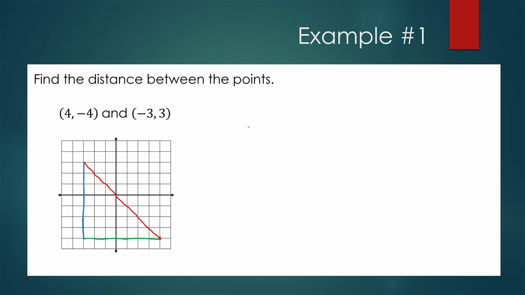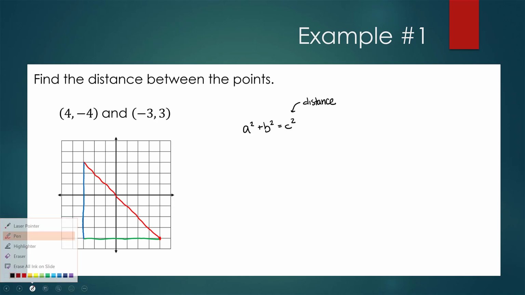So the Pythagorean theorem is a squared plus b squared equals c squared. And c would be our distance. A and B would be the legs or the sides of that triangle. So I'm going to need to know the length of each of those sides, the blue and the green.